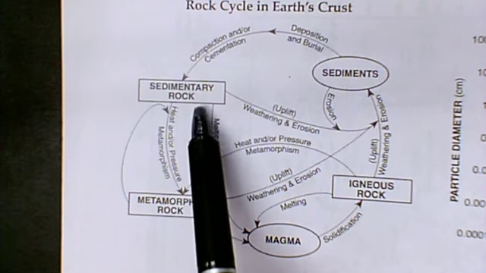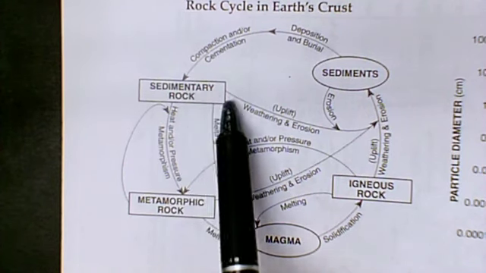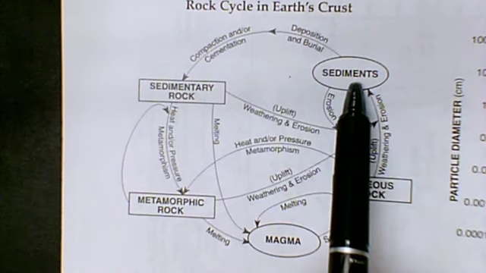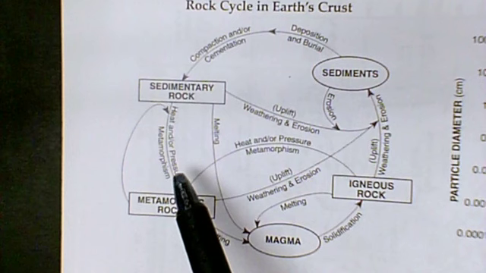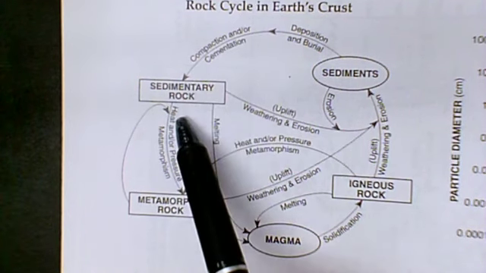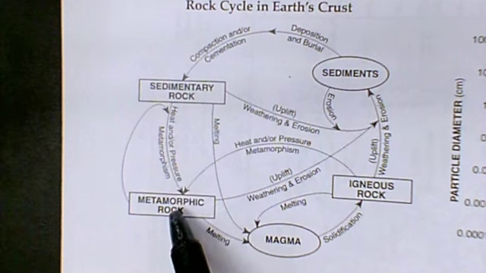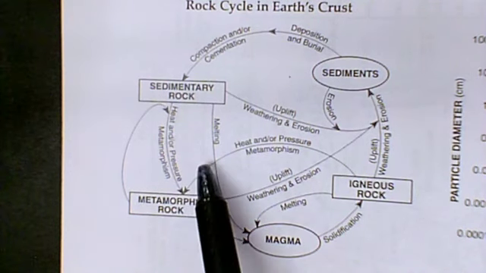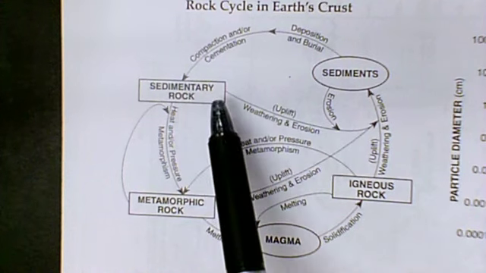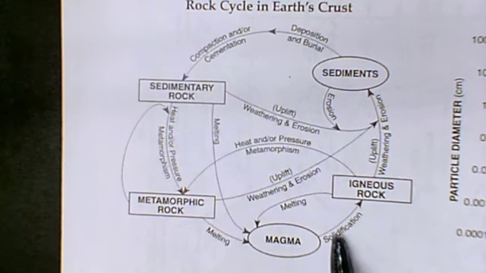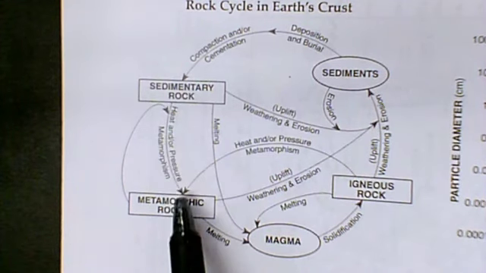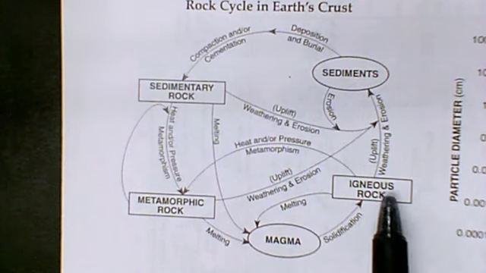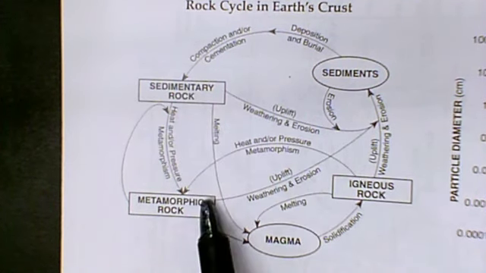A sedimentary rock can, through weathering and erosion, become sediments and then become sedimentary rock again. So these can cycle through to become themselves as well. Sedimentary rock can also undergo heat and or pressure metamorphism to become metamorphic rock. It can melt, become magma, solidify, and become igneous rock. So it can become either metamorphic or igneous, just as an igneous rock can become either sedimentary or metamorphic.